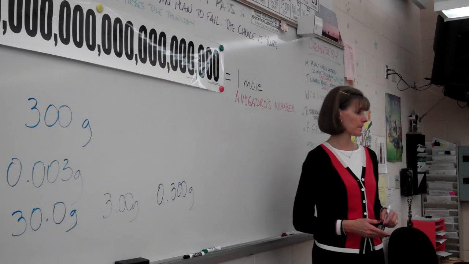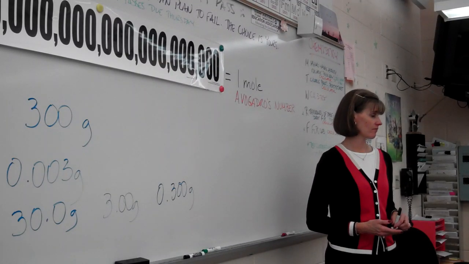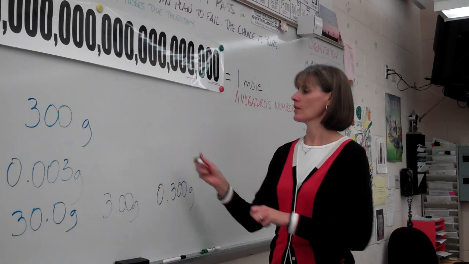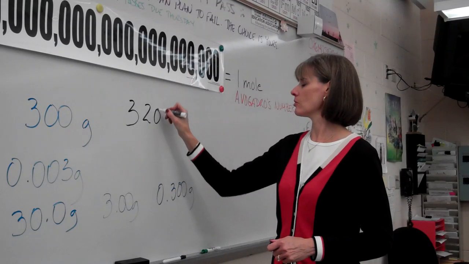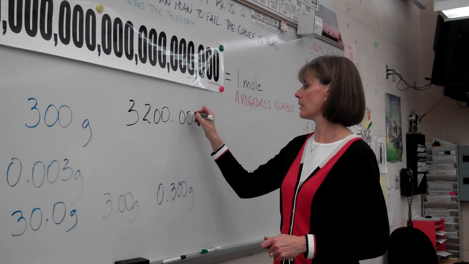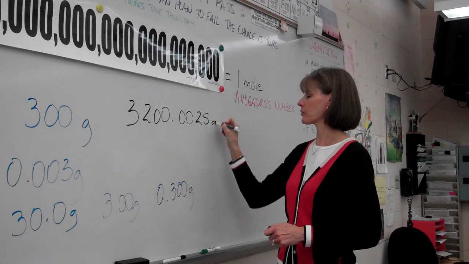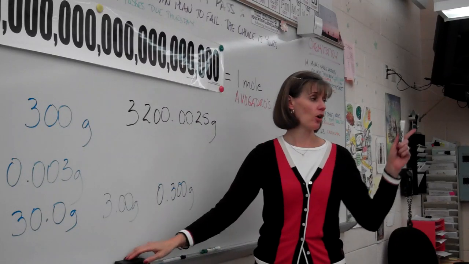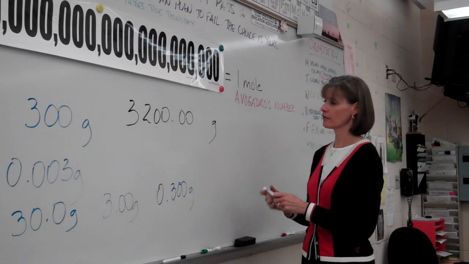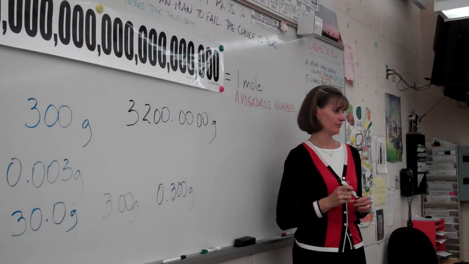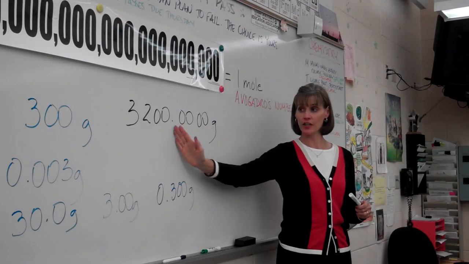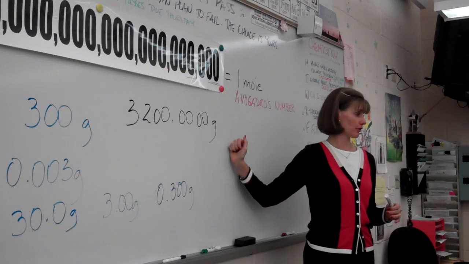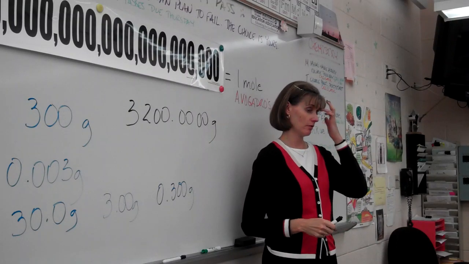What if the number was like 3,200 decimal point 0025? 3,200 decimal point 00 what? 25 grams. All significant because they're in the middle. All significant if these were zeros, because these zeros are after the decimal and after a number. They're way after, but they're after. So all significant. Okay?